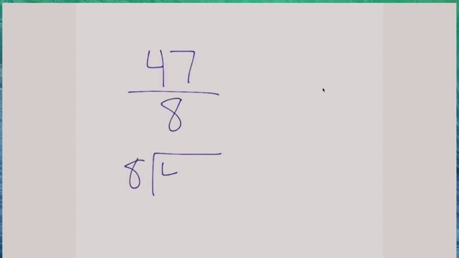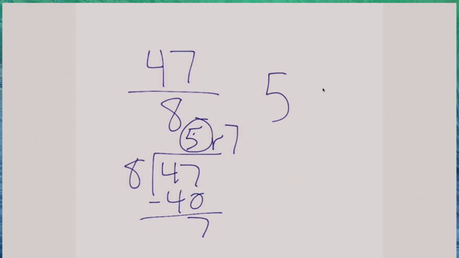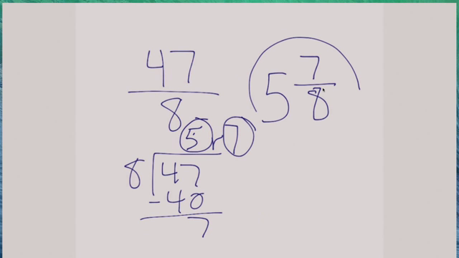Let's do one final problem. How about 47 over 8? We divide 8 into 47, which will go 5 times. 5 times 8 is 40. When we subtract, we have 7 remaining. 5 becomes our whole number, 7 becomes the numerator for our new fraction, and the denominator stays the same. And we end up with 5 7/8.